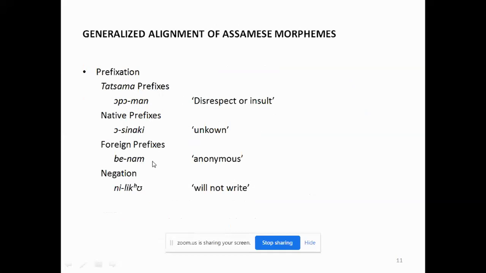And the foreign prefixes like benam: the prefix be is added to the root form nam to form the word benam, meaning anonymous. And the negation formation nilikhu: lik is the main verb, and ni, meaning no, is the marker for negation, and nilikhu means will not write.